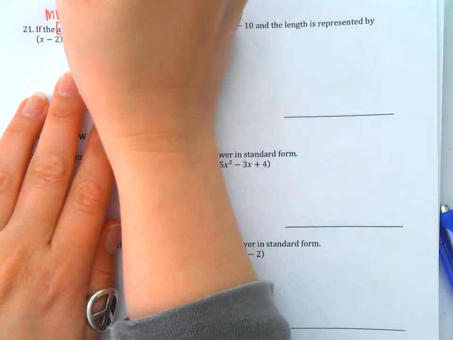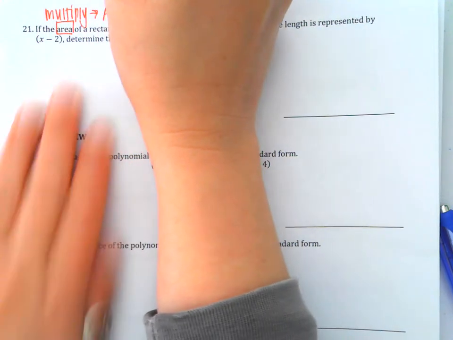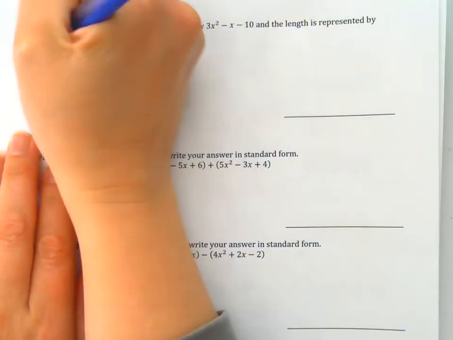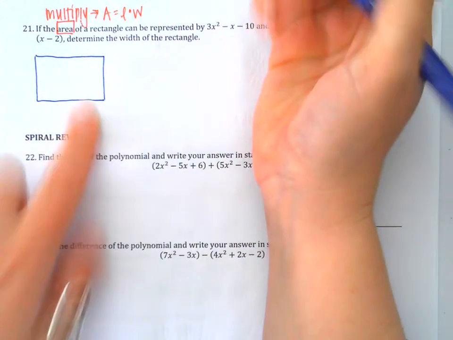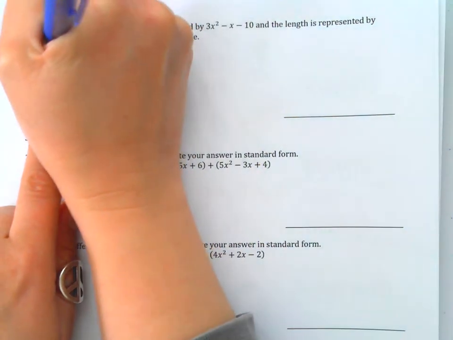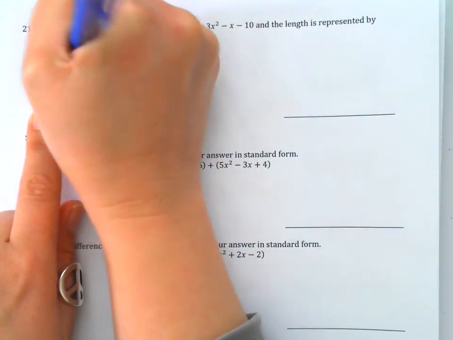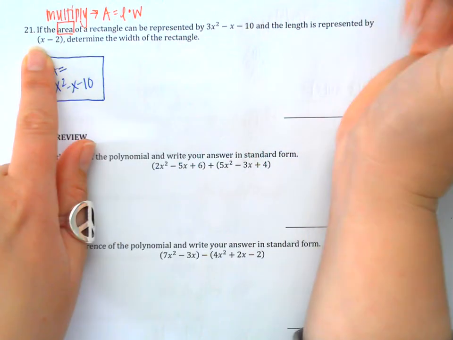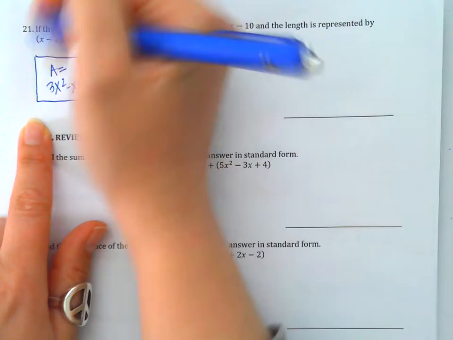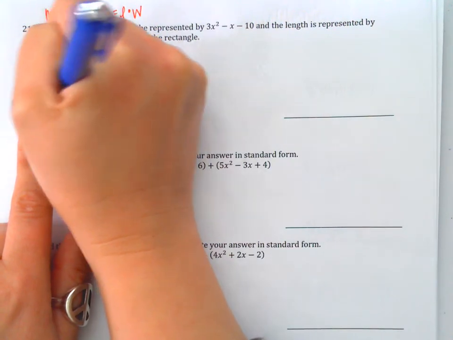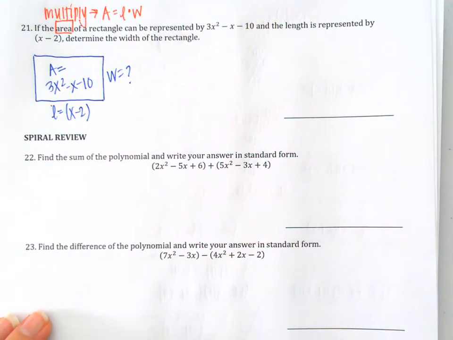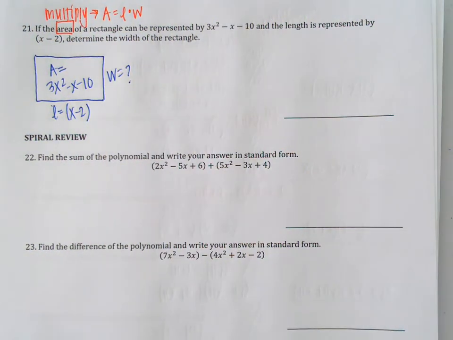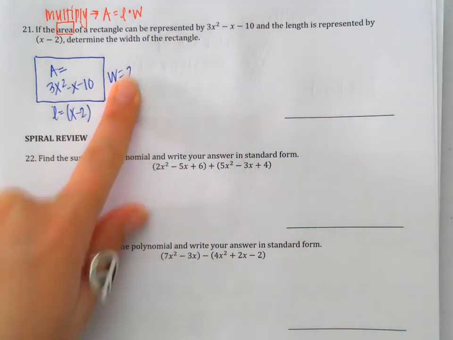Because area is length times width. So I'm just going to draw a diagram here. It says the area is represented by 3x squared minus x minus 10, and we know that the length is x minus 2, and so it's asking, well, what's the width? What I can do is factor 3x squared minus x minus 10 and figure out what the missing factor is. So that's what I'm going to do.